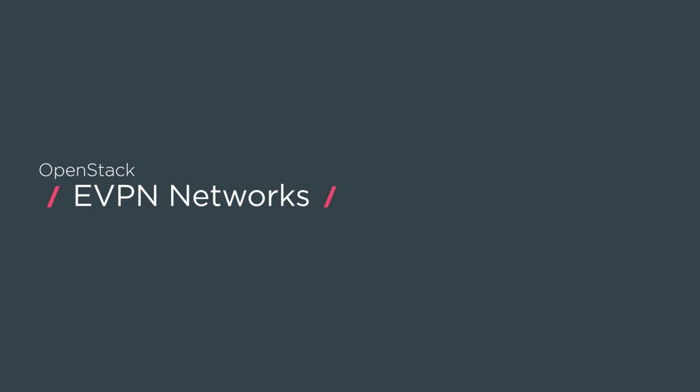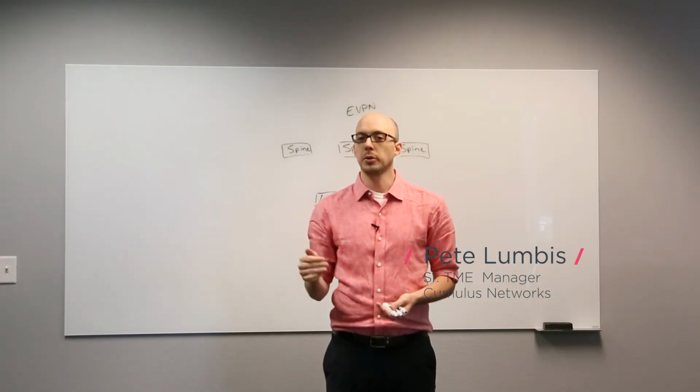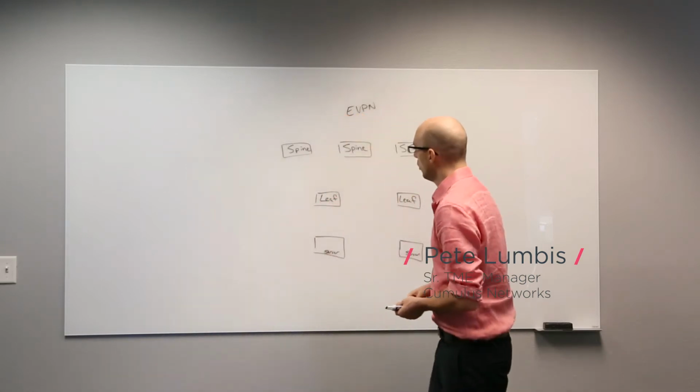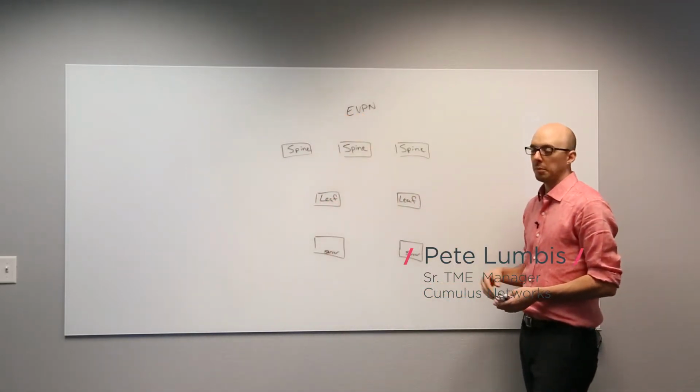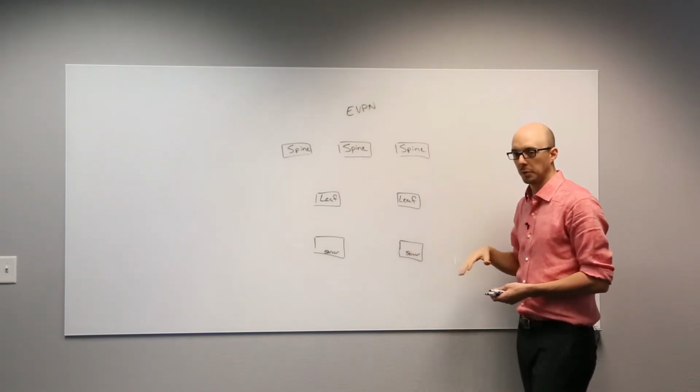In this video, we're going to talk about building EVPN networks for OpenStack and how we can leverage EVPN for both layer 2 VLANs to the servers, as well as layer 3 VXLANs across the infrastructure. So within an OpenStack deployment, I'm going to have spines and leaf network switches, as well as my servers where my VMs will be deployed.